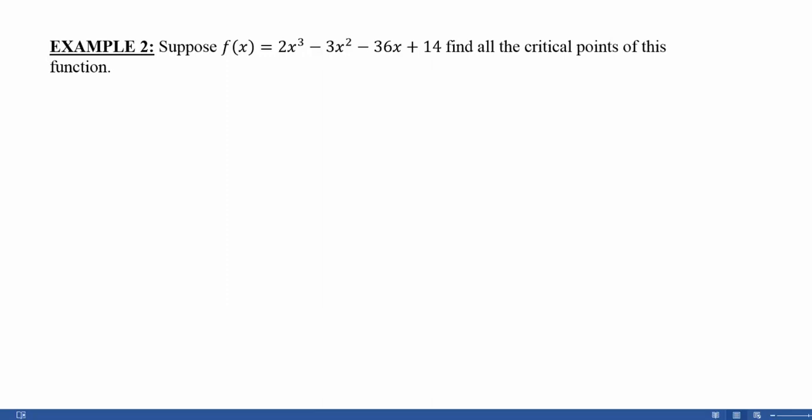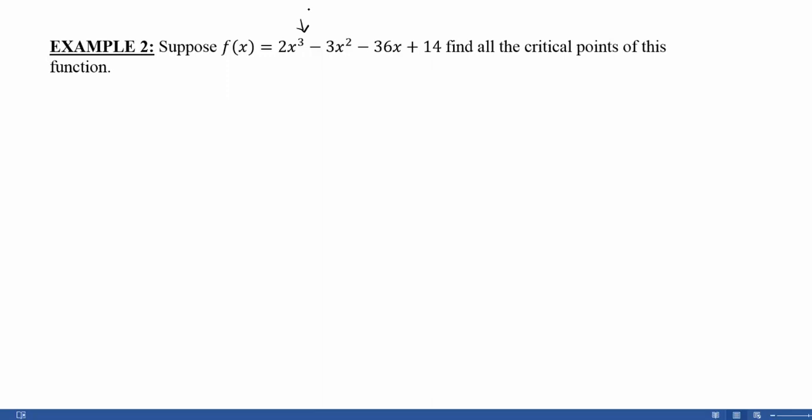Example 2. Suppose f of x equals 2x cubed minus 3x squared minus 36x plus 14. Find all the critical points of this function. So again, I have a polynomial, and I see that the leading power of my polynomial is 3. Since the leading power is 3, I'm expecting 2 critical points, so one less than the leading power. Let's see if that holds true once I do my algebraic work.